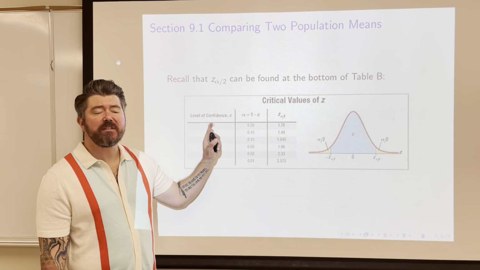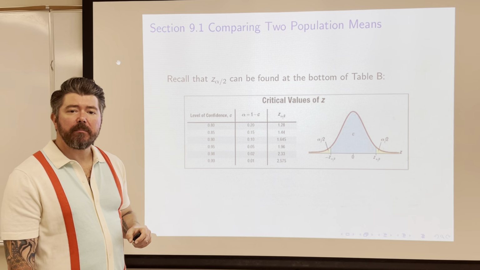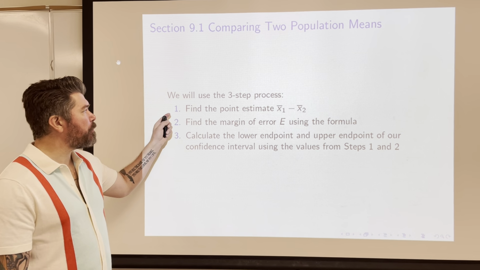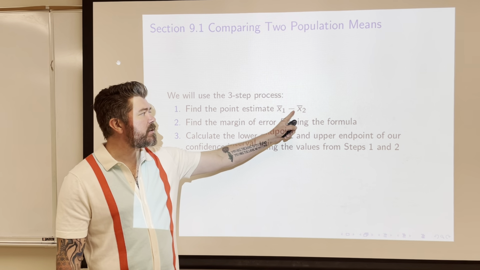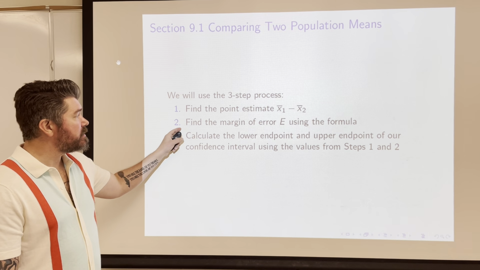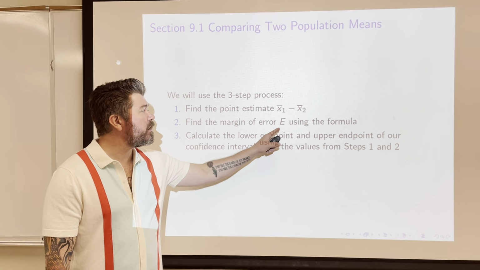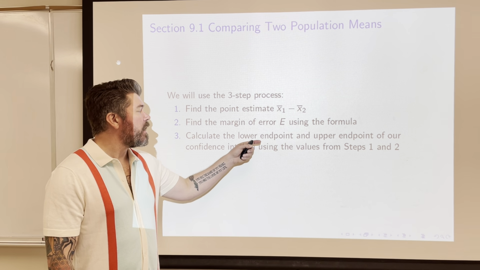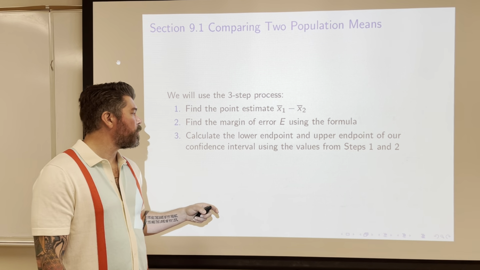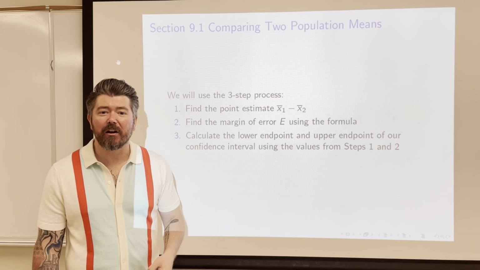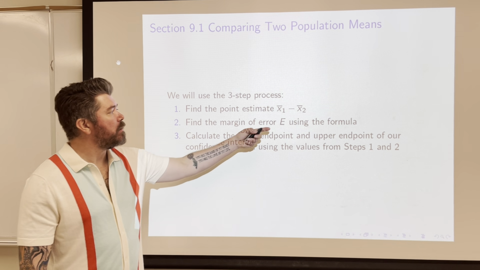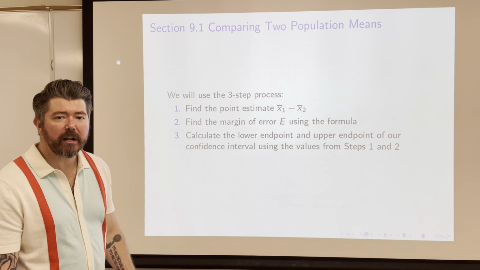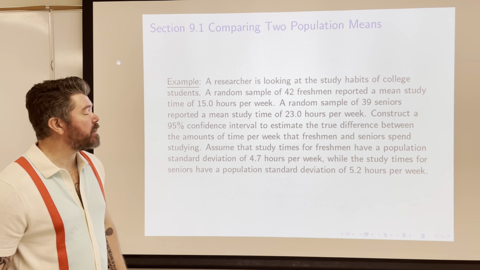Recall that our critical z-value can be found at the bottom of table B. We will use the three-step process. Step 1, find the point estimate. In this case, it's x bar 1 minus x bar 2. Step 2, calculate our margin of error E using the previous formula. And then step 3, put it all together and find the lower endpoint and upper endpoint by subtracting and adding our error to and from the point estimate. Let's look at an example.